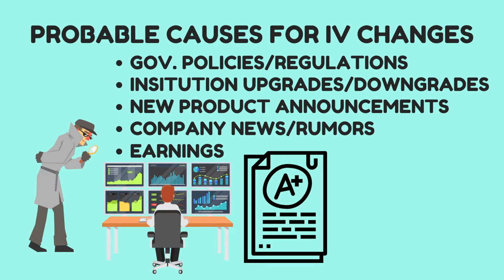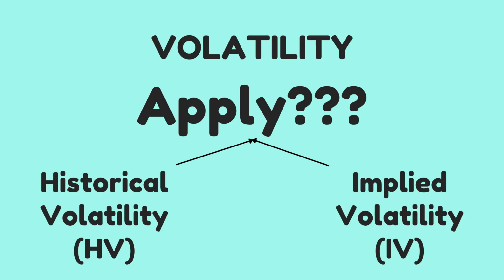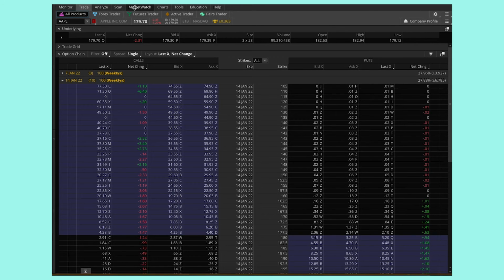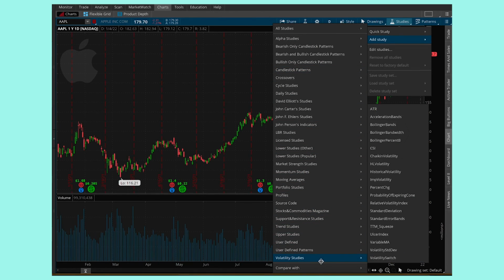No one is sure about the performance of the quarter or the guidance the company is going to provide for next quarter. The IV is usually the highest around companies' earnings. Now that we know historical and implied volatility, how can we apply them together? You can find your historical volatility this way on Thinkorswim.